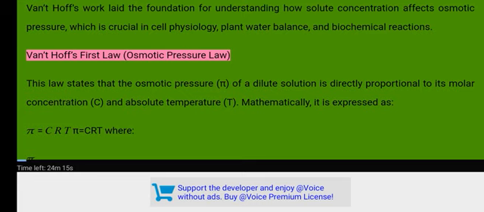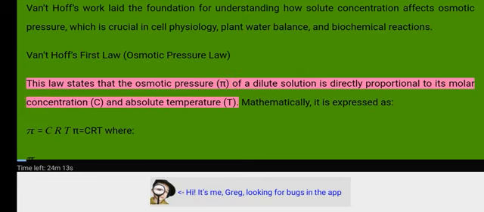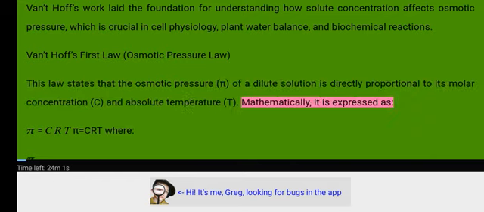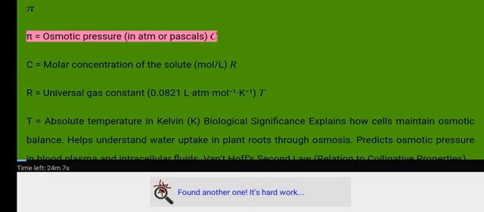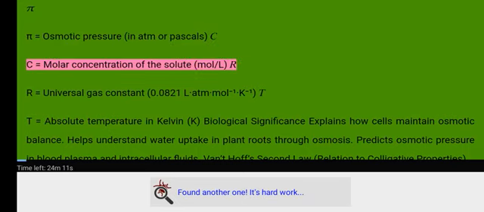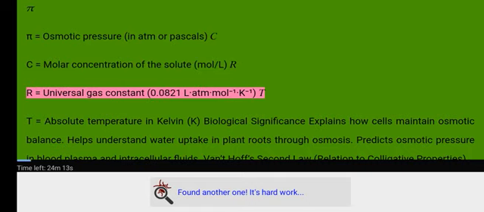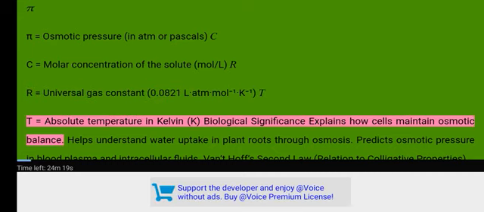Van Hoff's first law, osmotic pressure law. This law states that the osmotic pressure pi of a dilute solution is directly proportional to its molar concentration C and absolute temperature T. Mathematically, it is expressed as pi equals CRT, where pi equals osmotic pressure in atm or pascals, C equals molar concentration of the solute in mole per liter, R equals universal gas constant 0.0821 L atm per mol K, T equals absolute temperature in Kelvin, K.